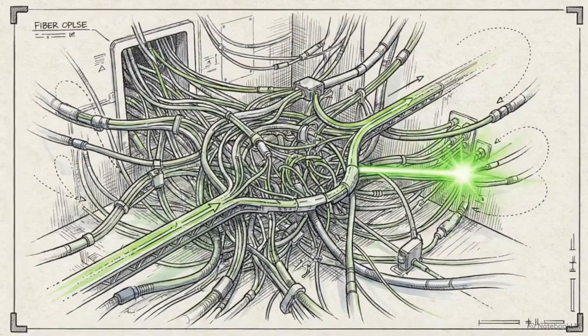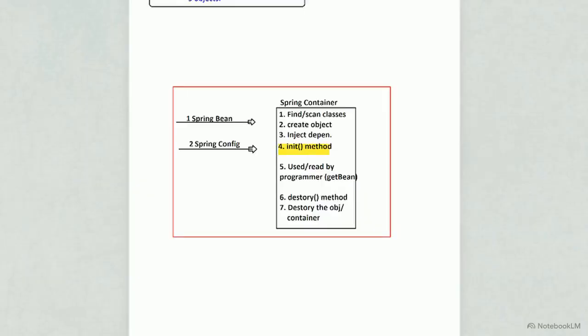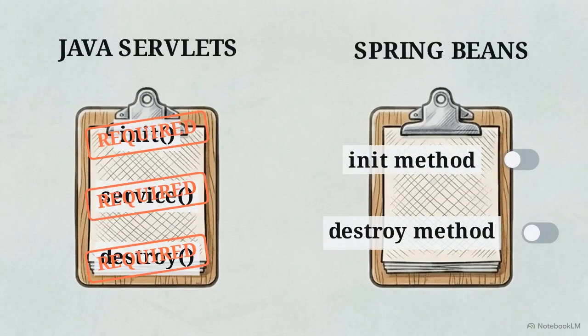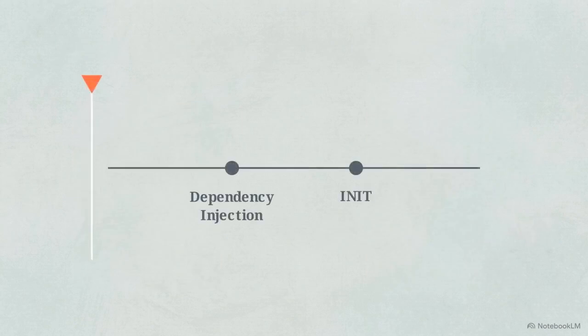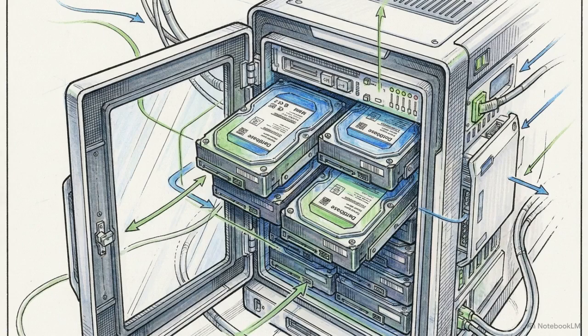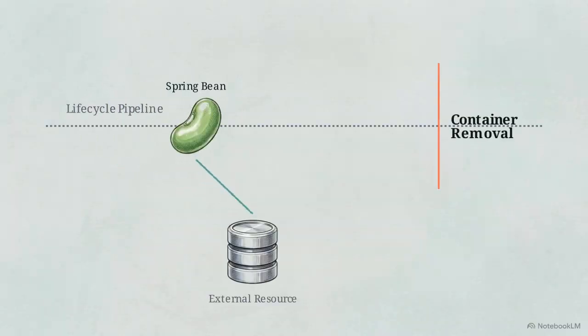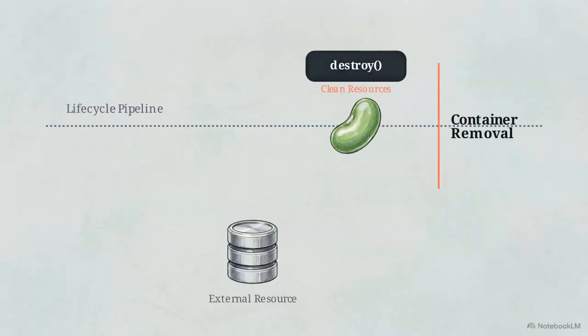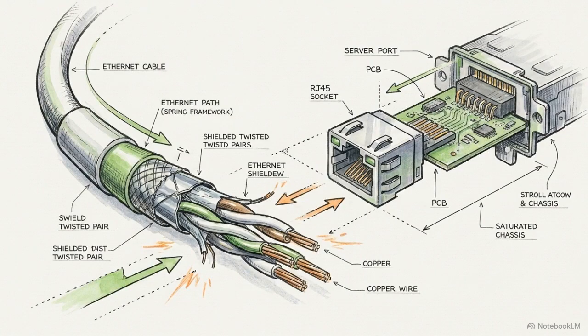catastrophic crashes during startup. Once the object graph is wired, the container proceeds to step 4, the init method, and eventually step 6, the destroy method. Unlike Java servlets, which strictly mandate initialization and destruction phases, Spring treats these lifecycle methods as purely optional. If implemented, the init method executes immediately after all dependencies have been successfully injected. It is specifically designed to perform setup operations, like opening database connections or loading configuration data. Conversely, the destroy method executes right before the bean is removed from the container. This provides a final opportunity to release held resources and cleanly sever external connections.